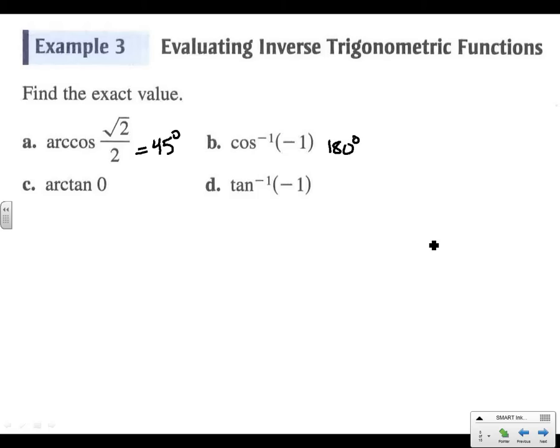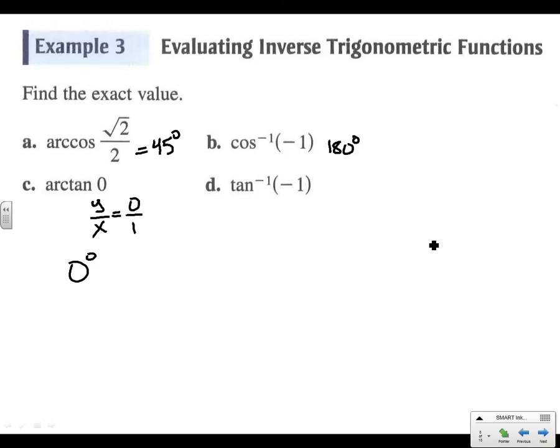All right, let's think about tangent. Tangent is the place where we have y over x. This must be 0 over 1. So we're trying to find an angle where the y value is 0 and the x value is, really it could be anything else, but can we find a place where y is 0 and x is 1? If you found 0 degrees, you are all over it.